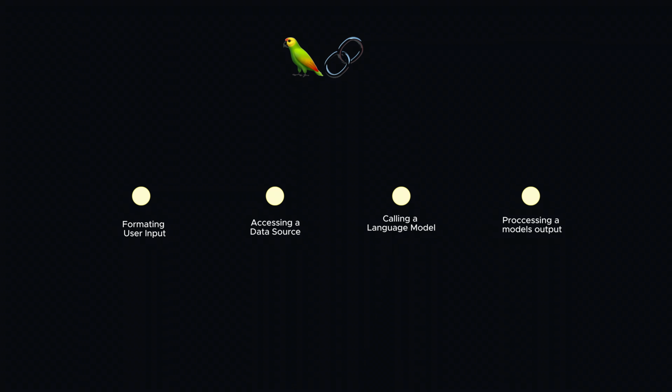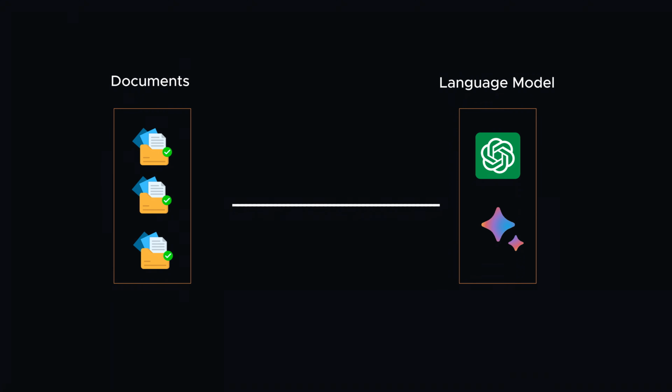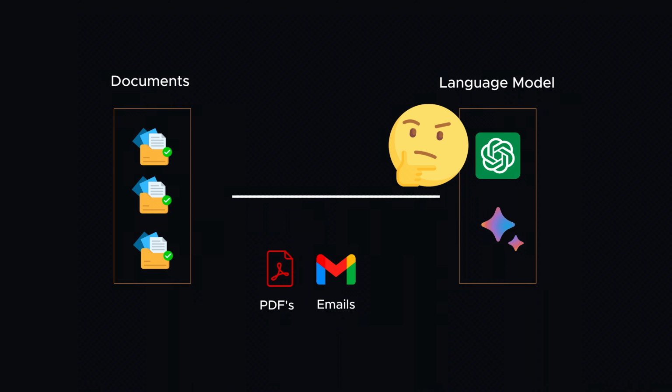The output of each link is passed on to the next link as an input, allowing the chain to perform complex tasks by chaining simple tasks together. Let's break this down. Imagine you have a document you want your language model to reference. It could be anything like a database, a collection of PDFs, or even your emails. So how do you get your language model to understand and use this information effectively?